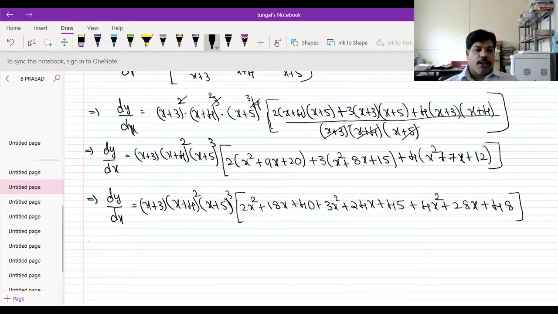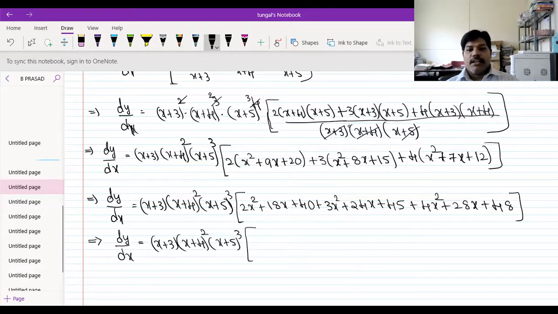So what happens? That implies dy by dx is equal to x plus 3 into x plus 4 whole square into x plus 5 whole cube. So add the terms, students. 2, 3, that is 2x square and 3x square and 4x square. 3 plus 4, 7 plus 2, that is nothing but 9x square.